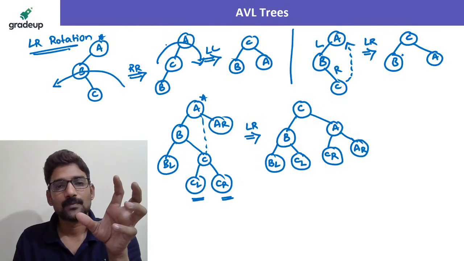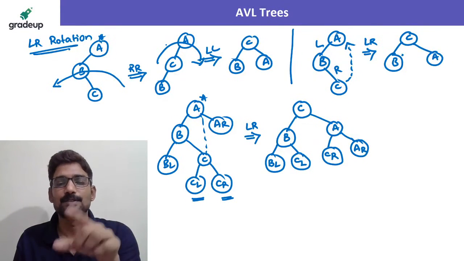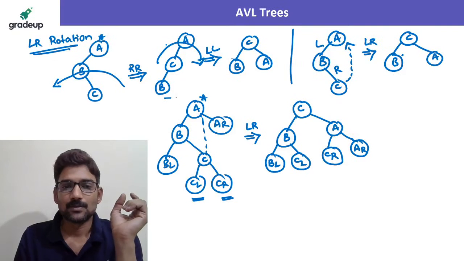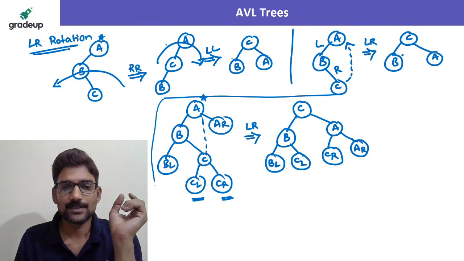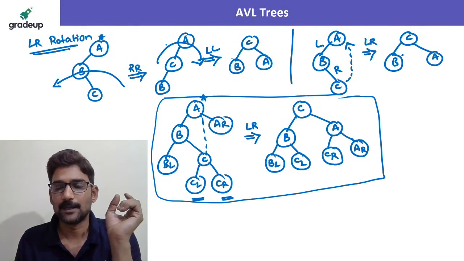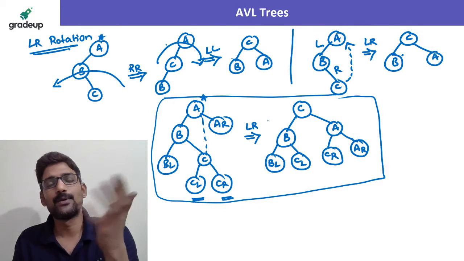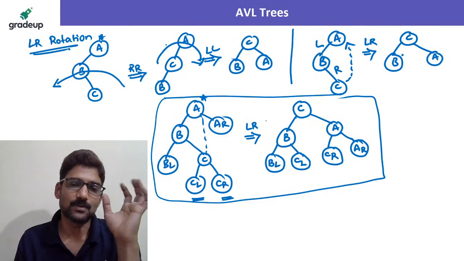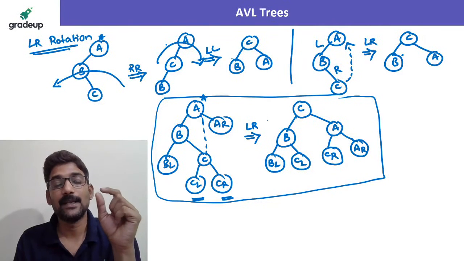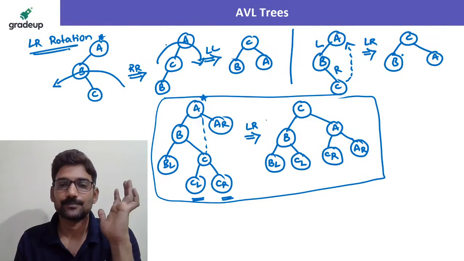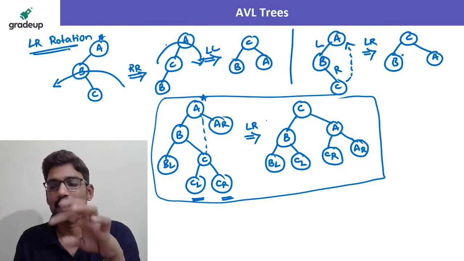So in general, you can use this. If you understand the standard method for every rotation, any rotation you can do. So what is the skill? Finding A, B, C. So this is LR rotation.